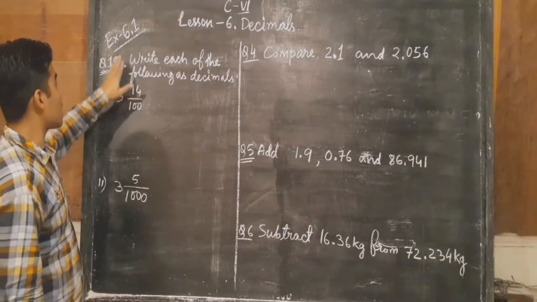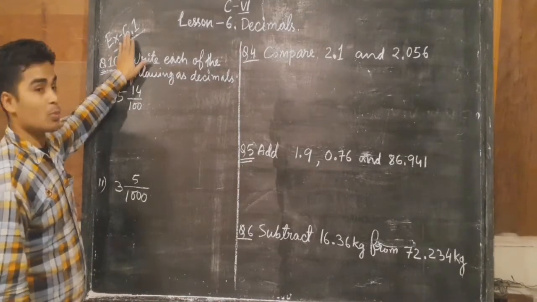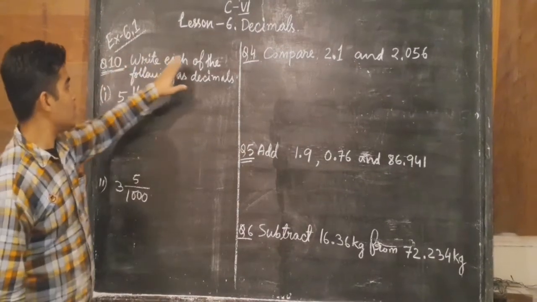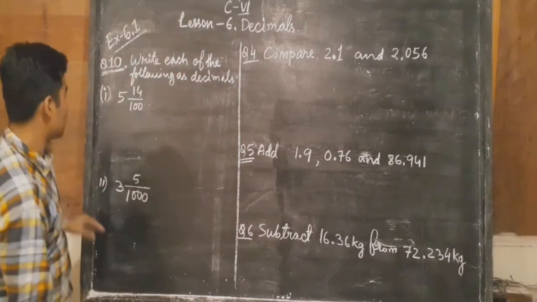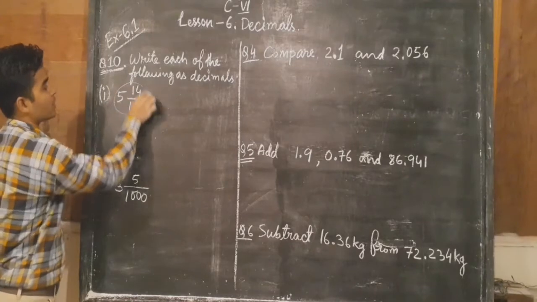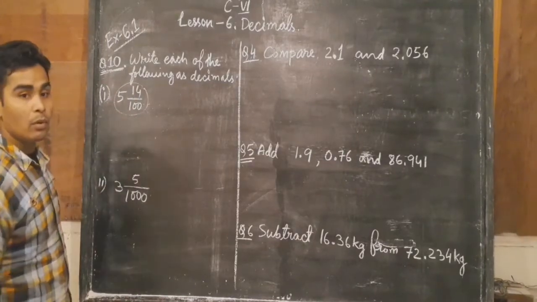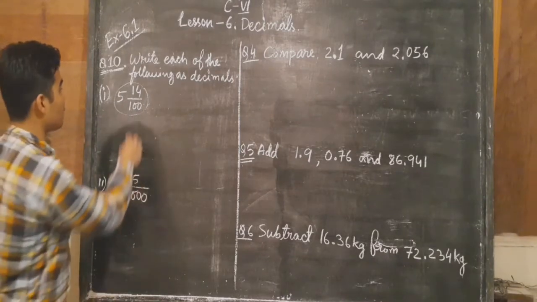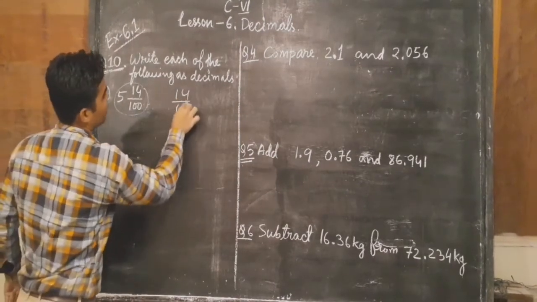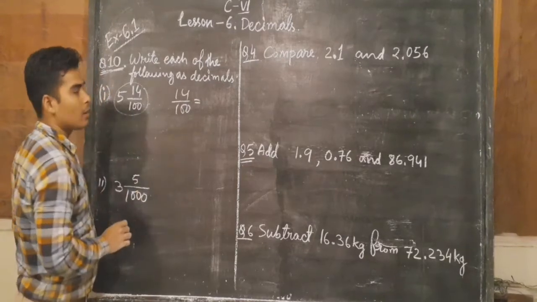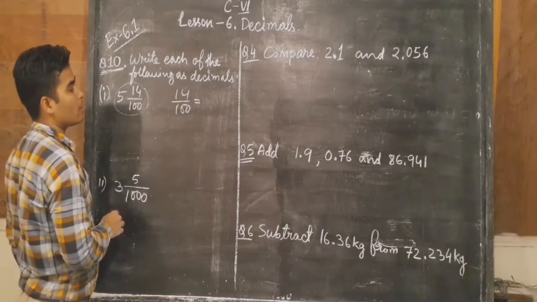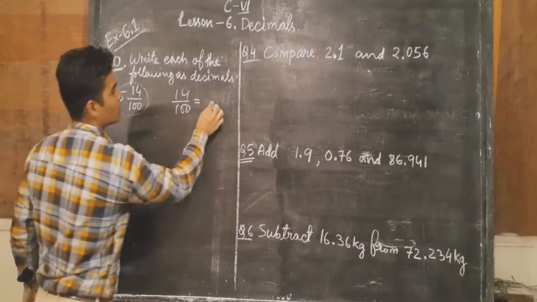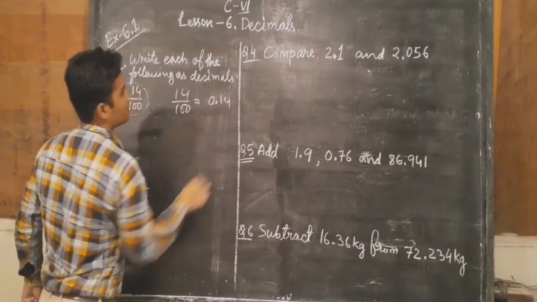Question number 10. This question I have taken from exercise 6.1. Let us read the question. Write each of the following as decimals. You can see this is a mixed fraction. From this mixed fraction I have to write the decimal. How I can write this decimal? If it is like this, 14 by 100, then I can easily write decimal number with 2 places, because there is 100 in the denominator. So it would be like this.